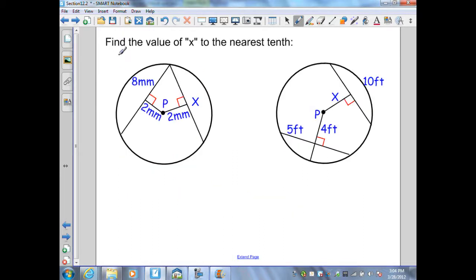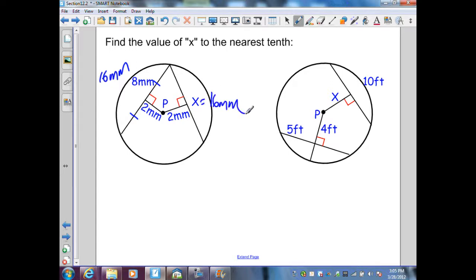On this slide, they want me to find the value of x to the nearest tenth. On the first diagram, I know that these two chords are congruent because the chords are equidistant from the center of the circle. The length of this chord is 16 millimeters because when a radius is perpendicular to a chord, it bisects the chord. And since these chords are congruent, x is equal to 16 millimeters.